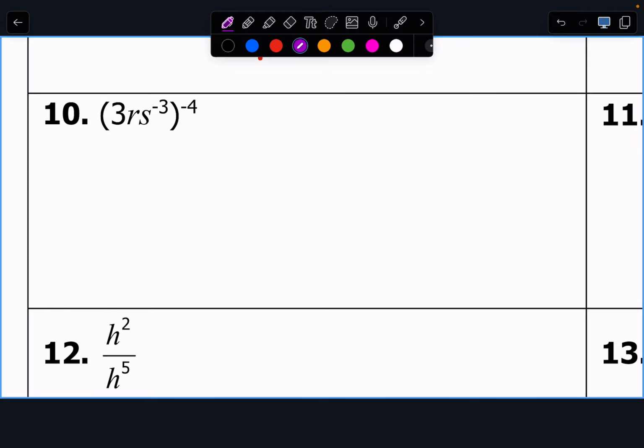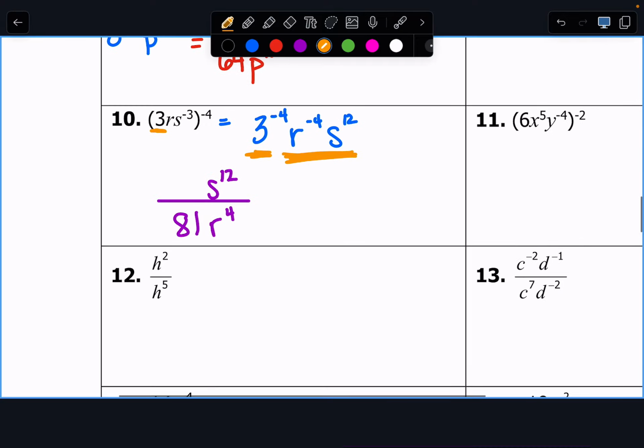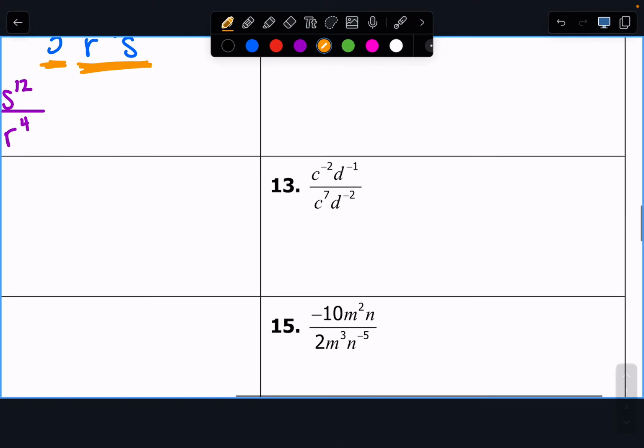So I'm seeing a lot of this: 3 to the negative 4, r to the negative 4, s to the 12th. I'm seeing we did a pretty good job here, but an exponent is still an exponent. I saw a lot of 3 times 4, and I know that that's tempting because we multiply those exponents, but if we have 3 as a constant, it's our coefficient, we have to take 3 to that power and then adjust. Okay? All right, let's go to number 13.